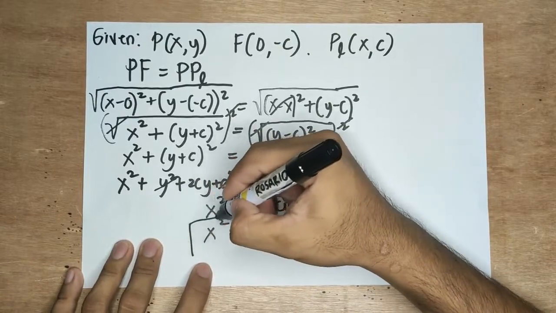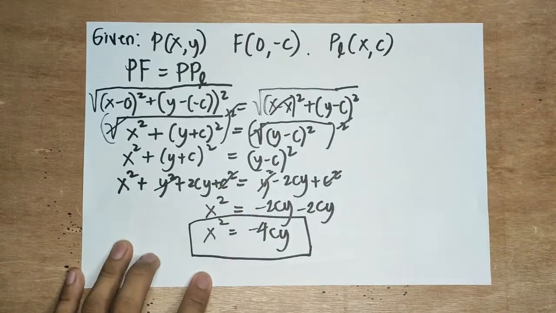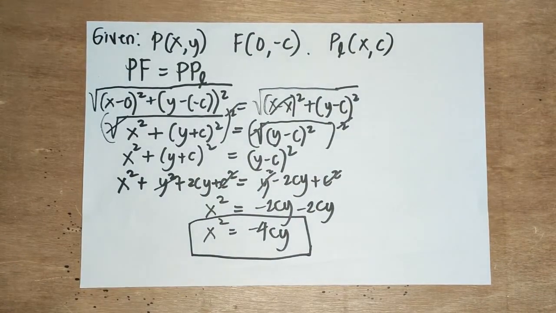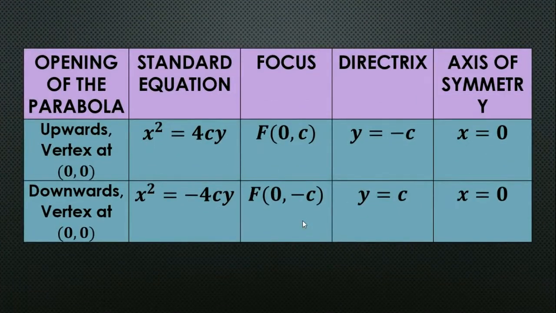So this is the standard equation of the parabola opening downwards whose vertex is at the origin. Therefore, the standard equation of a parabola opening downward with vertex at the origin is x squared is equal to negative 4cy.